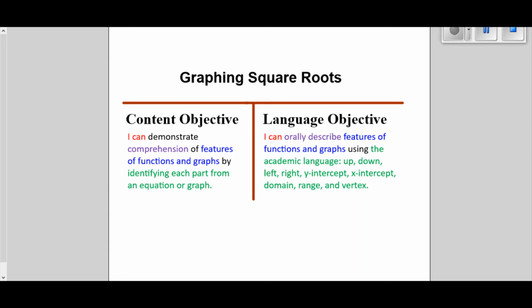In this lesson, we're going to go over how to graph square roots, and then we'll be able to identify features of the graphs. So if you could label this "Graphing Square Roots."